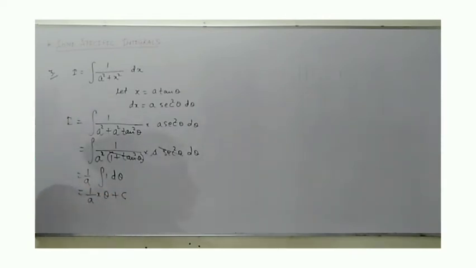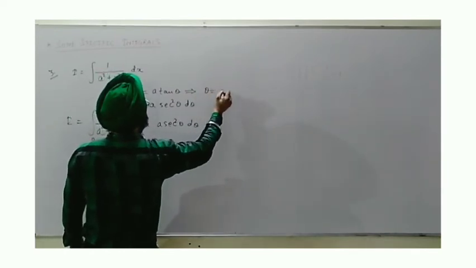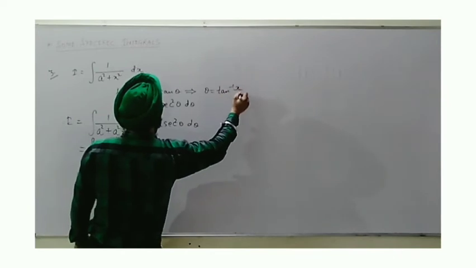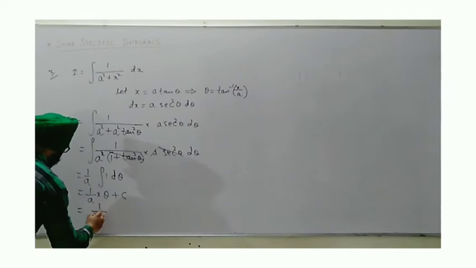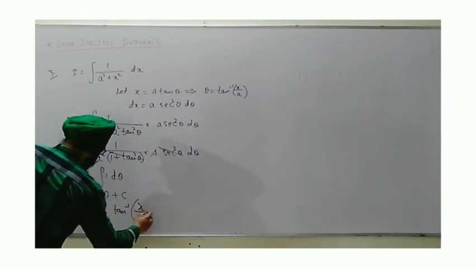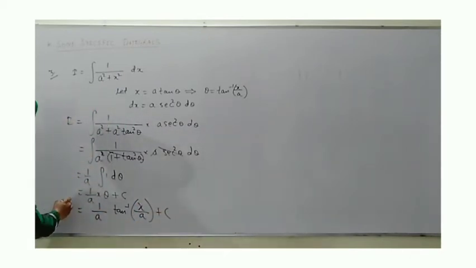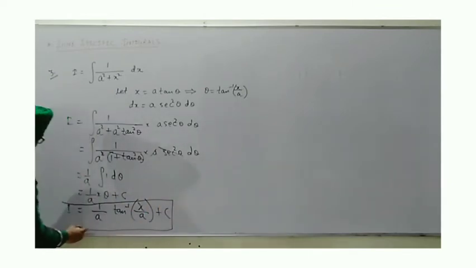This theta was not the main variable, so we will obtain its value from here. The value of theta from this equation is tan inverse x upon a. We write here 1 upon a tan inverse x upon a plus c as the integral of the given function 1 upon a square plus x square in the denominator.